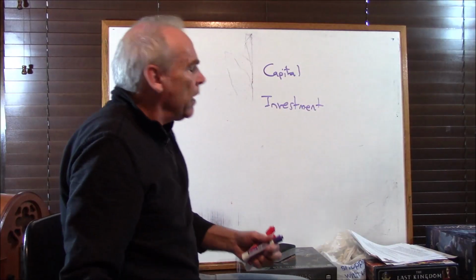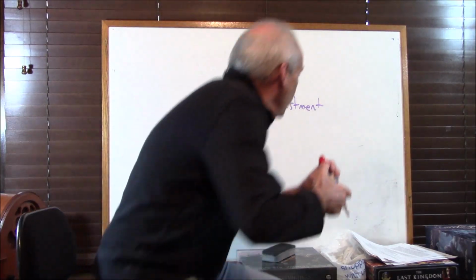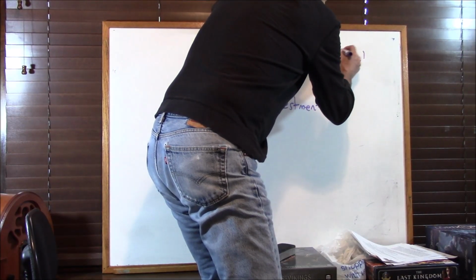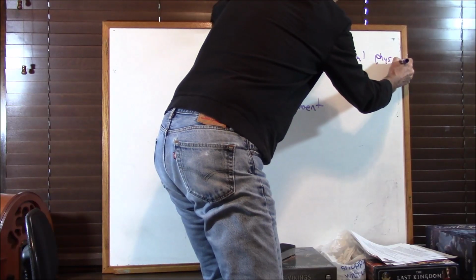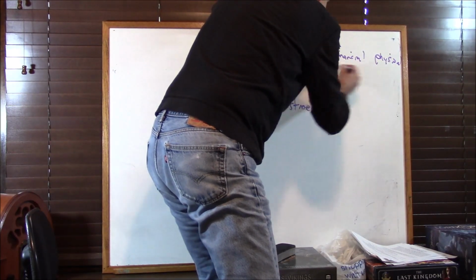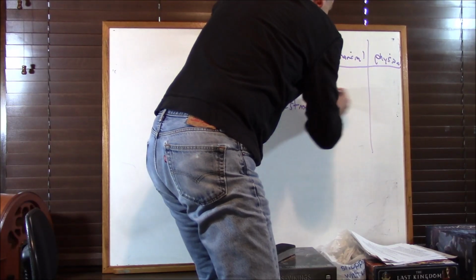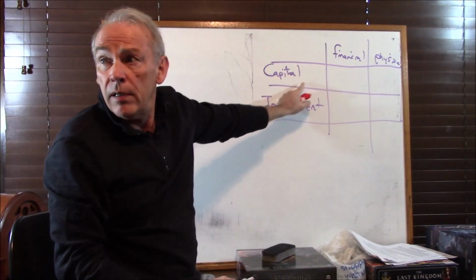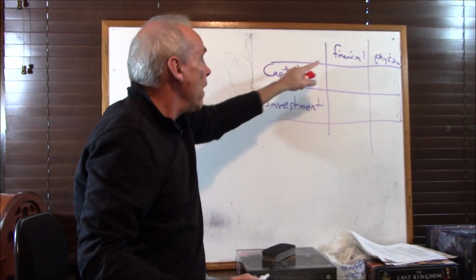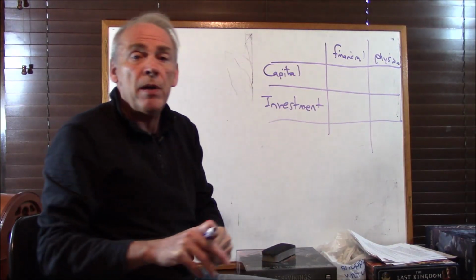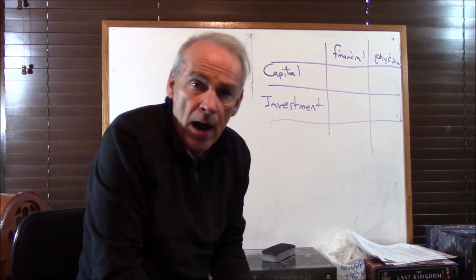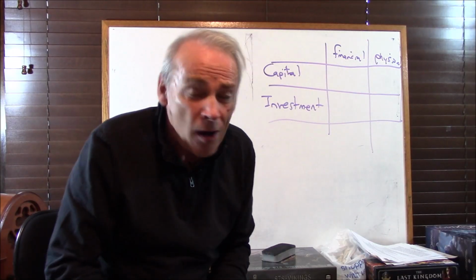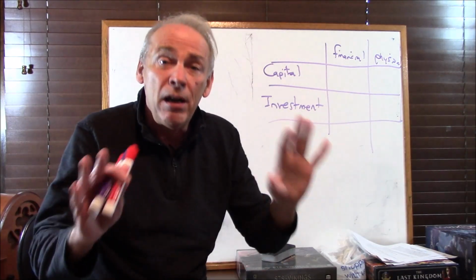Generally speaking, we've got financial and physical. We've got financial capital and physical capital. We've got financial investment and physical investment. Usually, in everyday conversation, people are talking about financial. We only talk about that now and then. We usually mean physical. Here's the difference, right?